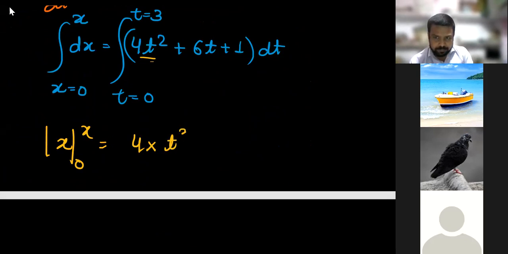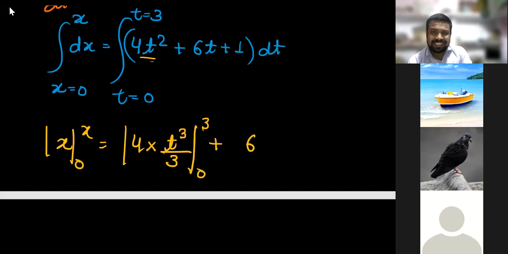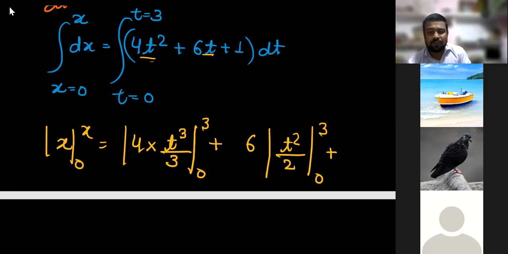3t cube by 3. Limit is 0 to 3, plus 6. Integration over t is t square by 2, limit is 0 to 3, 0 plus 6. The integration over 1 is t, limit is 0 to 3.